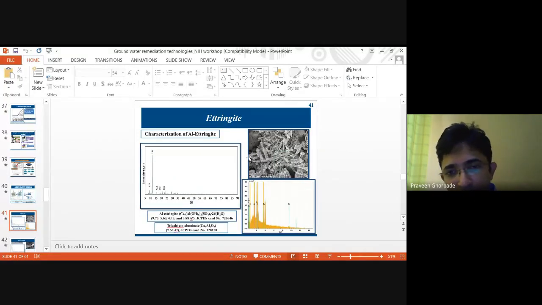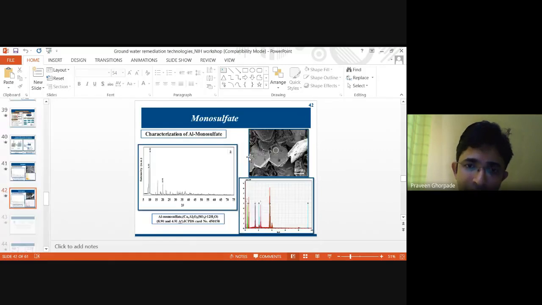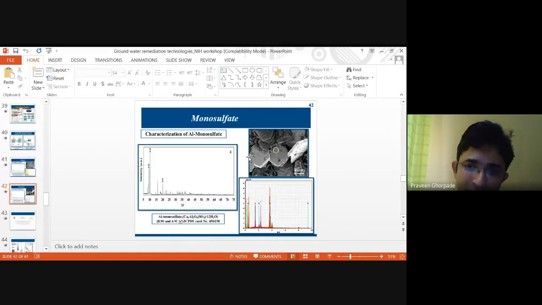Something like ettringite, you can see an SEM image. This has a hexagonal shape, and this has a capacity to exchange sulfate. Now you can see EDAX on one side and XRD on the other. We ended up designing aluminum ettringite and iron ettringite. Similarly, you can see monosulfate, which has a hexagonal plate structure, and this is called LDH. It is called layered double hydroxide.